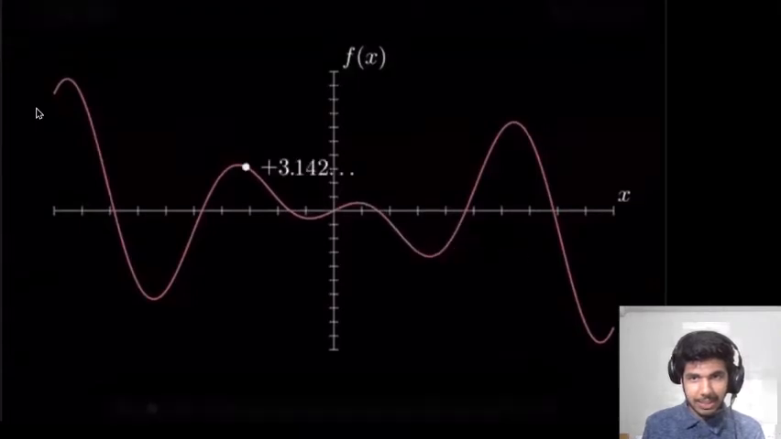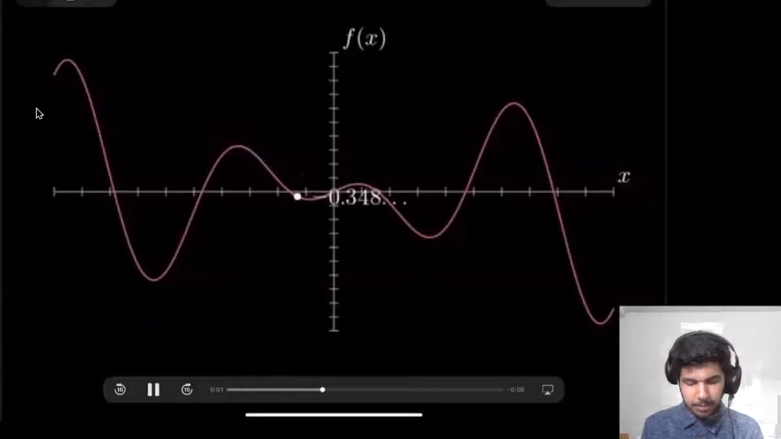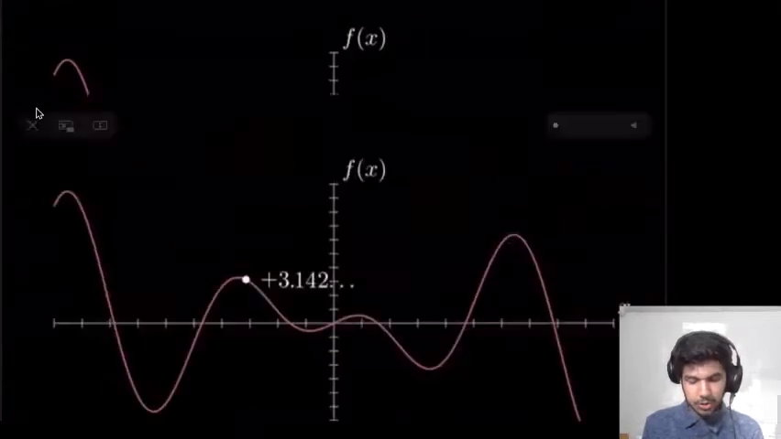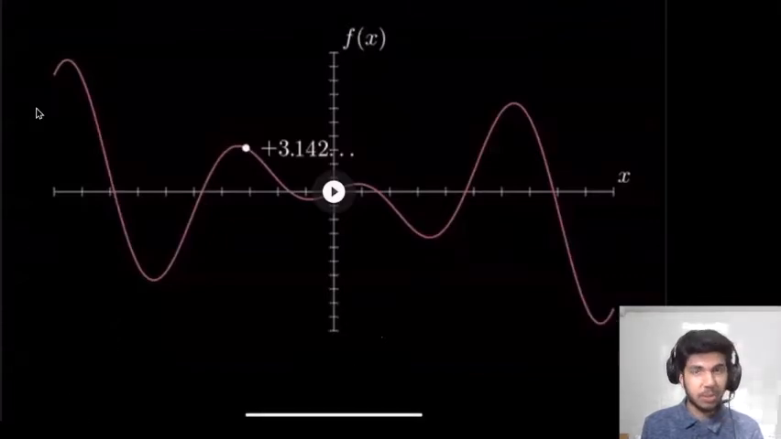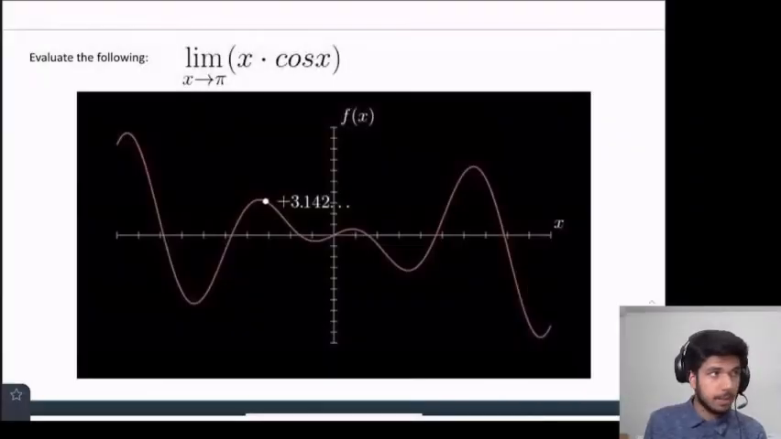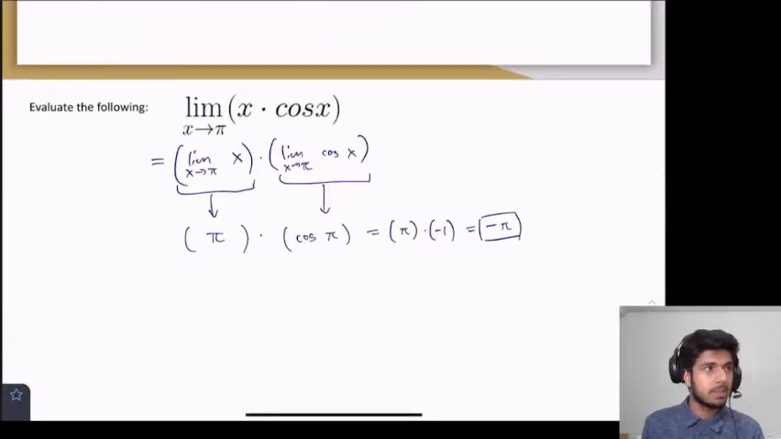We can see that it stopped at pi, and I'll play it again, right? It stopped at x equals pi, but it evaluated to -3.142, which is -pi. And that's exactly what we got when we solved the expression. If we go back to what we just solved, we see that we got -pi. So that was just a graphical view of what was going on.